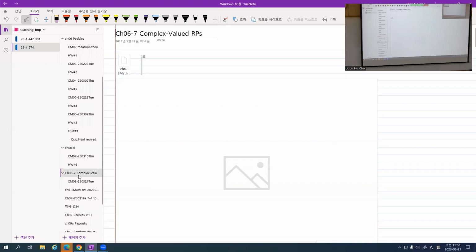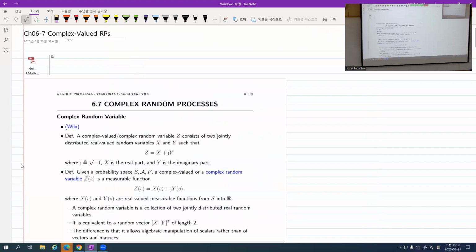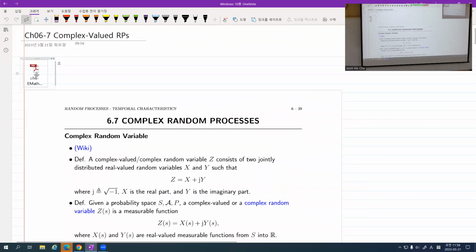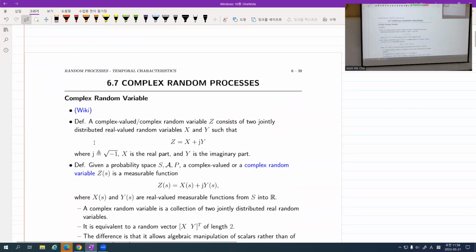Okay, so we are now moving to complex valued random variables and processes. You can download this from the primary web page, which is a sub page of my lab homepage. Okay, I'll cover this very quickly in 15 minutes. So here are complex valued random processes. That is the title of section 6.7 of the Peebles textbook, but I augmented it a lot.